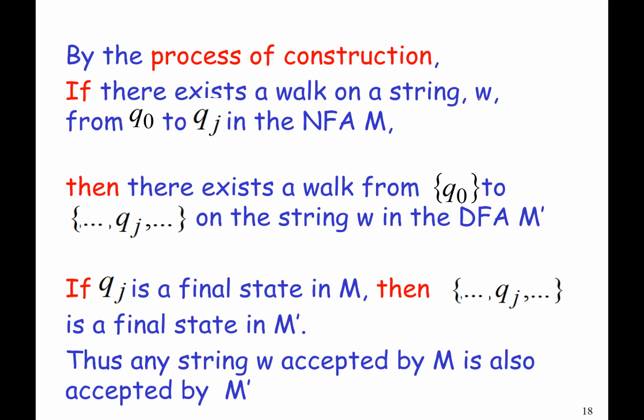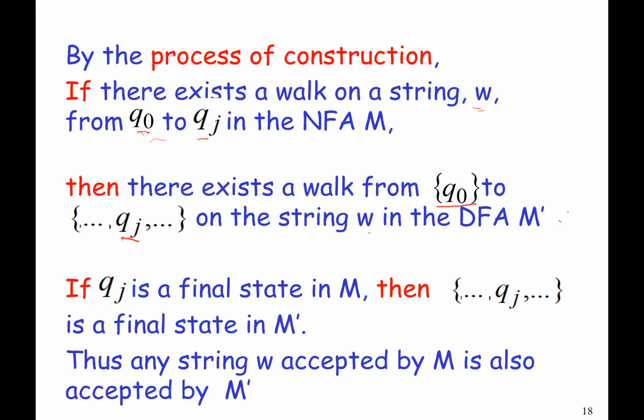So by the process of construction, if there exists a walk, a path on any particular string W from a state, let's say the initial state Q0, to a state Qj, then we define transitions in the constructed DFA from this initial state set Q0 to a state that includes Qj. So the possible choice from Q0 to Qj is explicitly captured as a unique choice by constructing a state with Qj in that set.